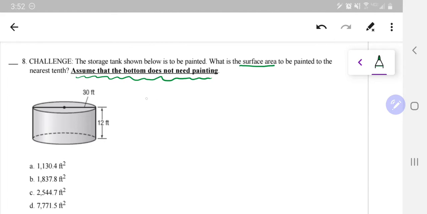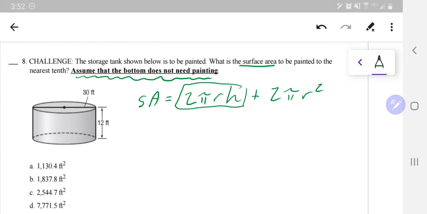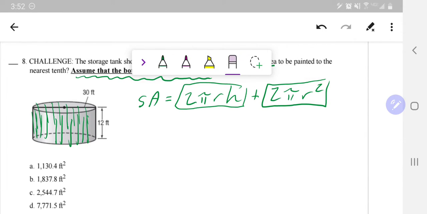So how are we going to adjust our formula? Well, let's remember the formula for surface area of a cylinder. It's 2 pi RH plus 2 pi R squared. This part over here is the lateral surface area. That's the curve, right, around. And this part here are the two circles, the two circular bases. All right, so we're only going to be painting the one circular base. We do not need to paint that bottom circular base.